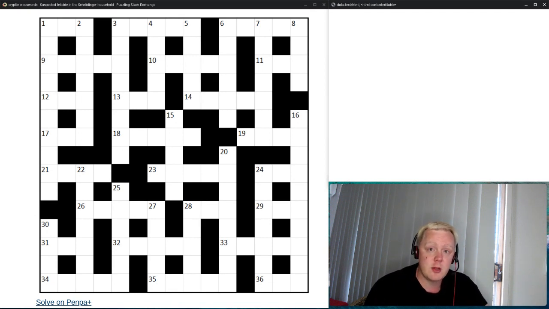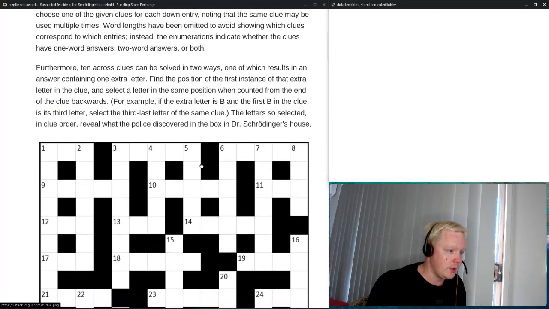Which brings us to this puzzle. This one is called Suspected Felicide in the Schrödinger Household, and it's the best crossword I've ever made. So let's see how this one works. There's a bit of a longer preamble here. Let's read that first.